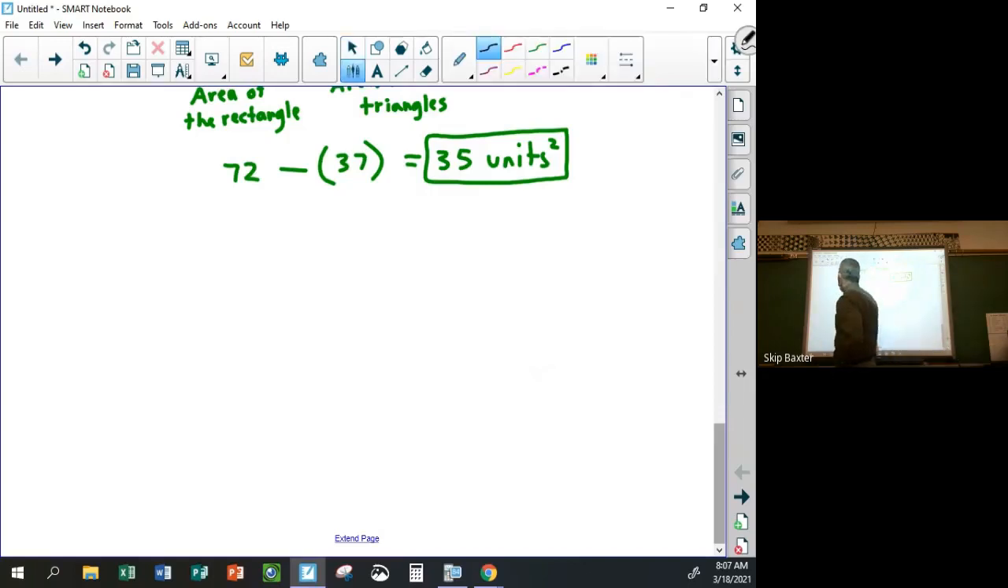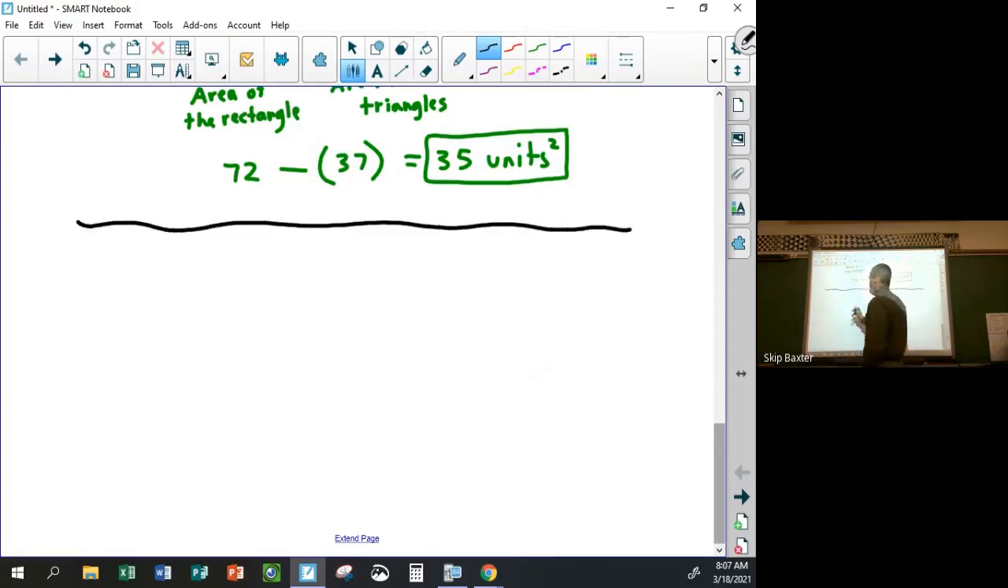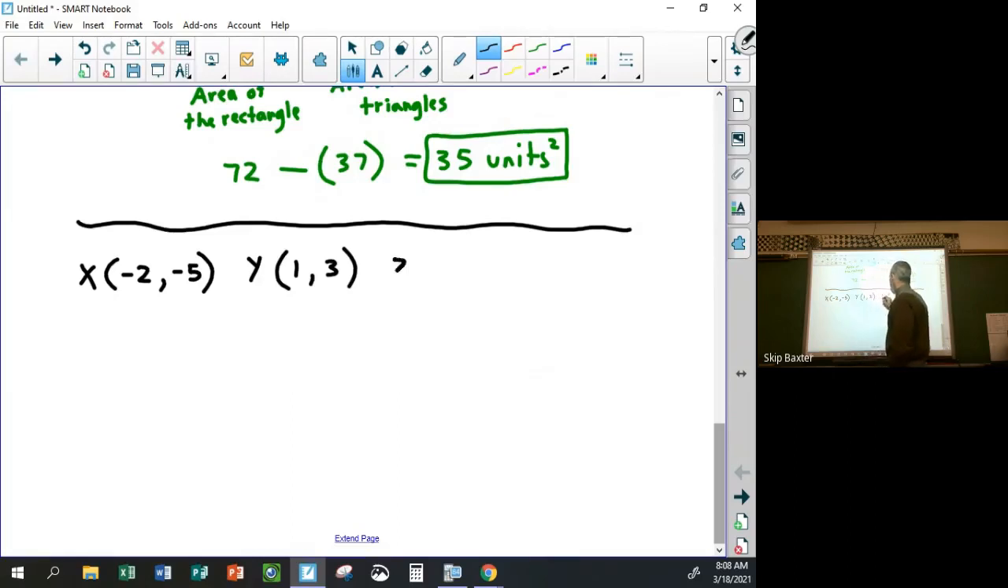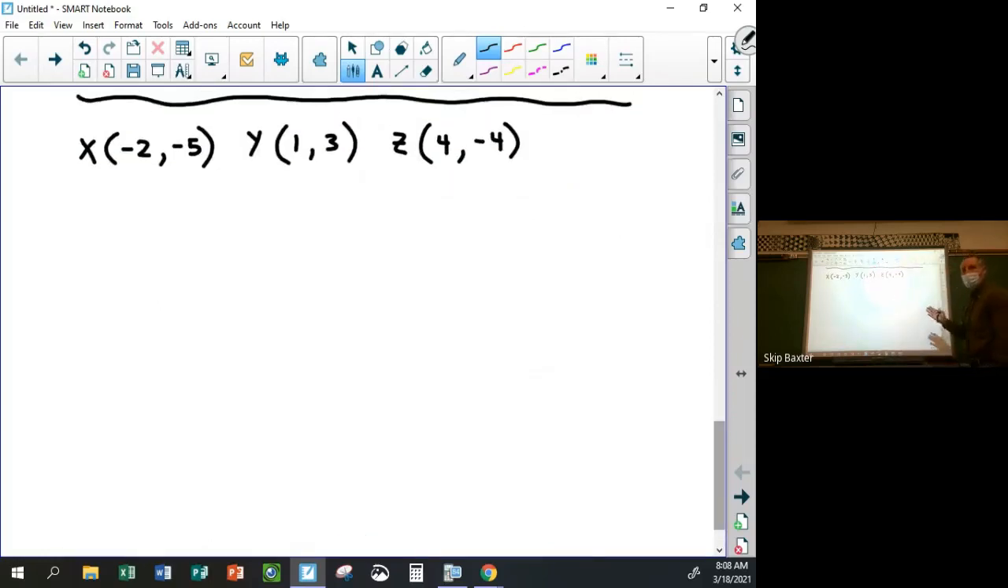So like, for example, what if I have point X has coordinates -2, -5. Y is 1, 3, and Z is 4, -4. I'm just making these problems up. I'm not rigging them to work out neatly or anything like that.